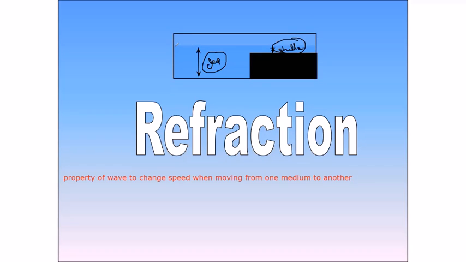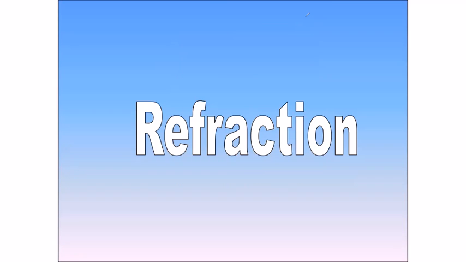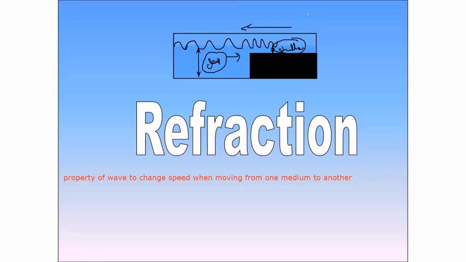So as you produce a wave in the deep region, the wave can move from deep to shallow, or if you produce a wave in the shallow region, it can move from shallow to deep. So what you will observe when there is movement either from deep to shallow or shallow to deep is a change in the speed of the wave.